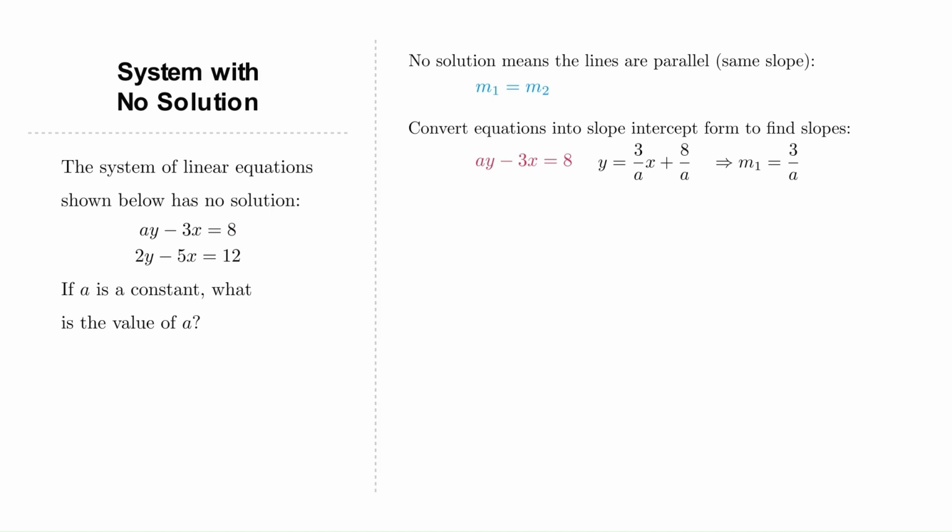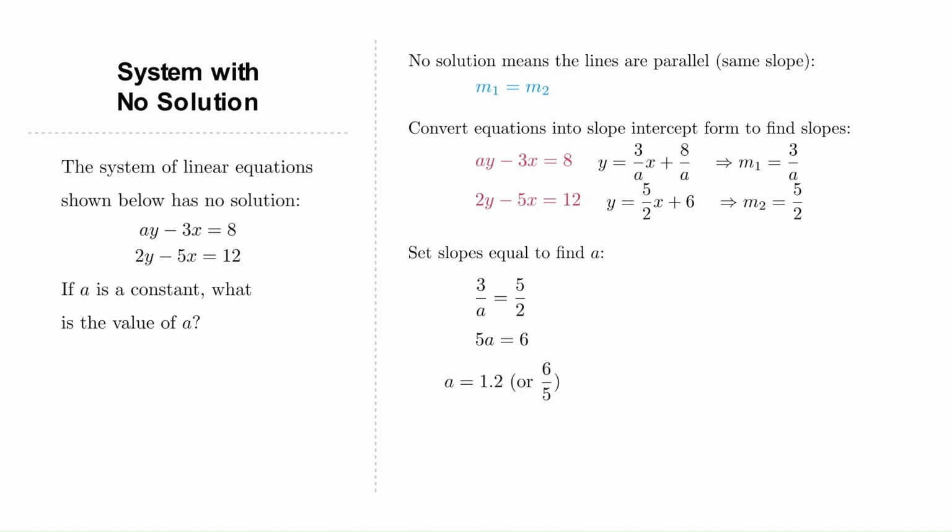Now, let's look at the second equation, 2y minus 5x equals 12. Adding 5x to both sides, then dividing all terms by 2 gives us the slope of 5 over 2. Because the lines are parallel, we set the two slopes equal to each other to solve for a. This gives us the proportion 3 over a equals 5 over 2. To solve, we cross-multiply, obtaining the equation 5a equals 6. Finally, dividing both sides by 5 yields a equals 1.2, which can also be written as the fraction 6/5. This gives us our correct answer of 1.2 or 6/5.